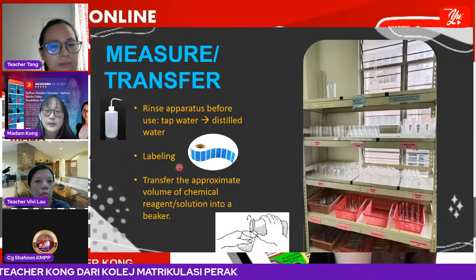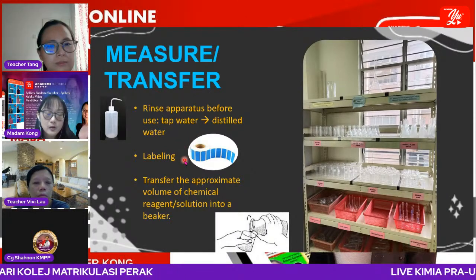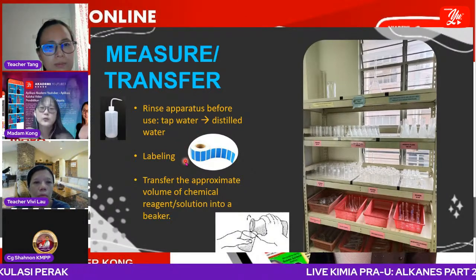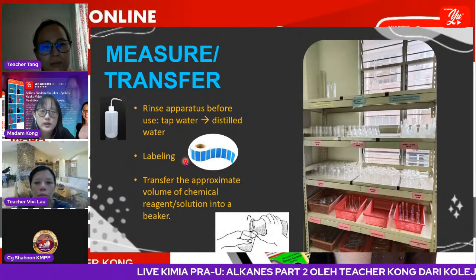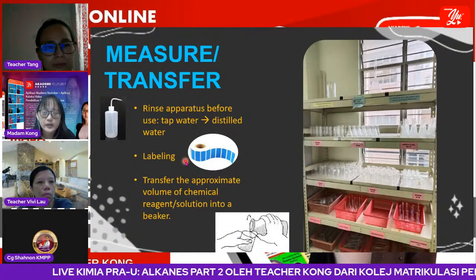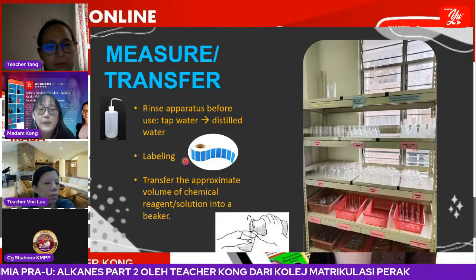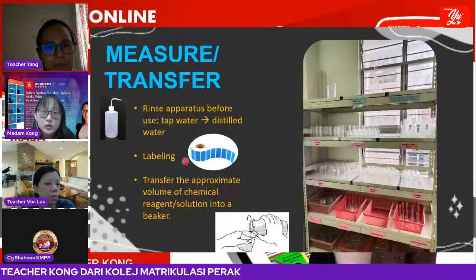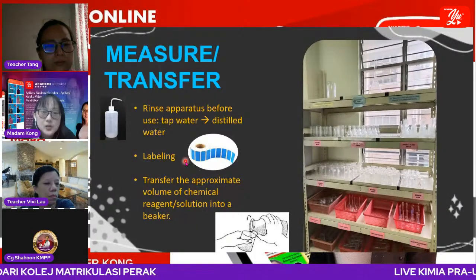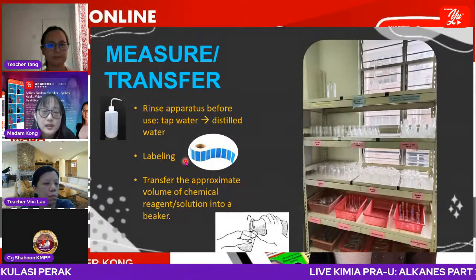And then we have to label, for example, the beaker or test tube. Because sometimes we have to take a few test tubes or a few beakers. And then you're not sure which one is which, or you take solution A already, later you forgot solution B, and then your partner will try to take the beaker as well, then you mix up. So that's why labeling is very important.